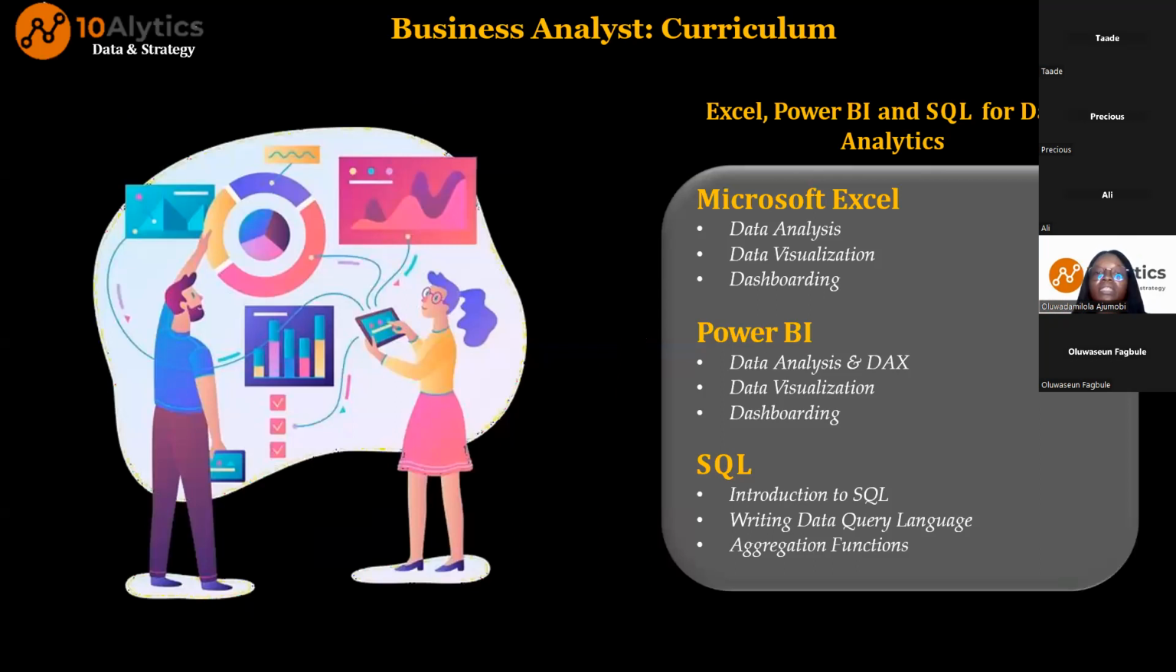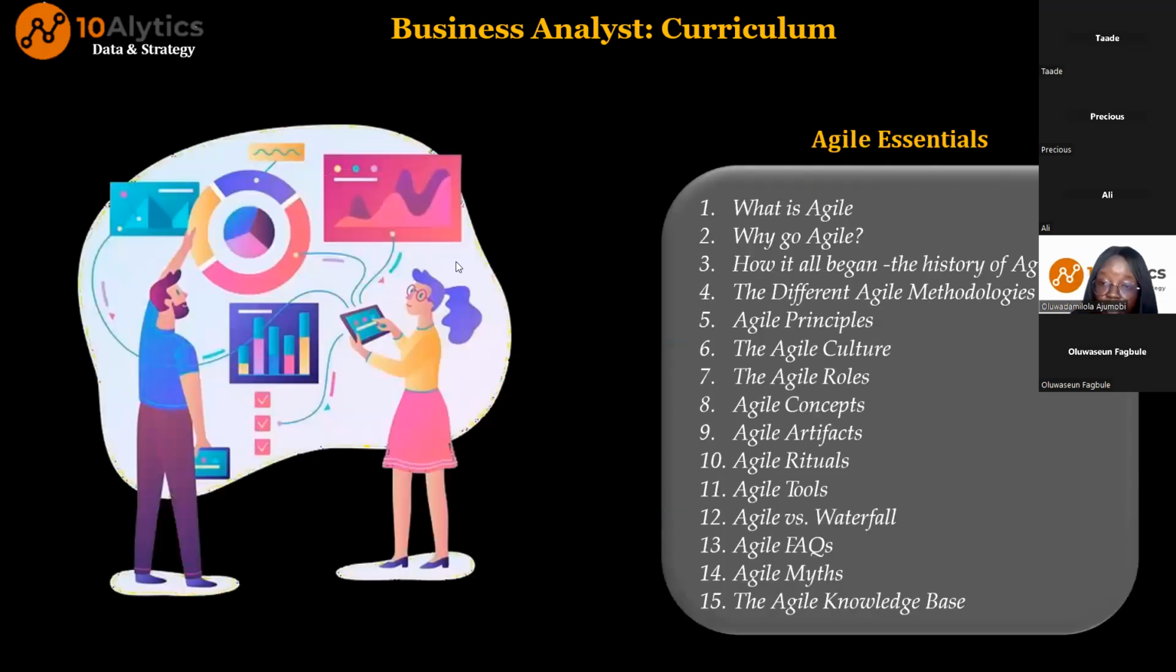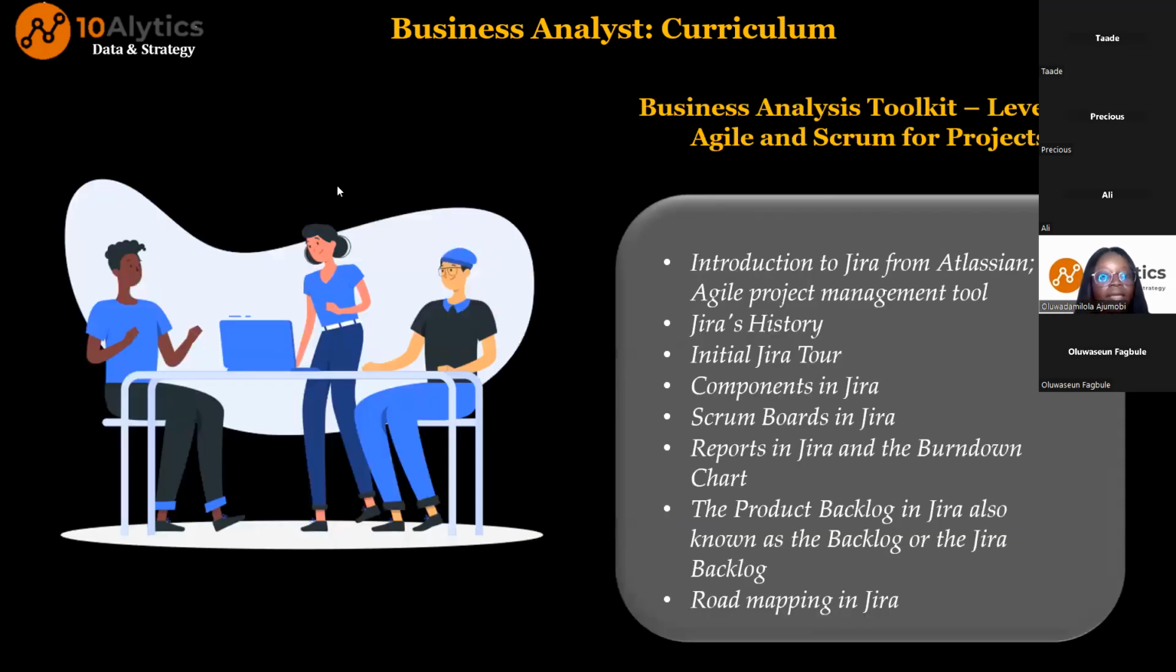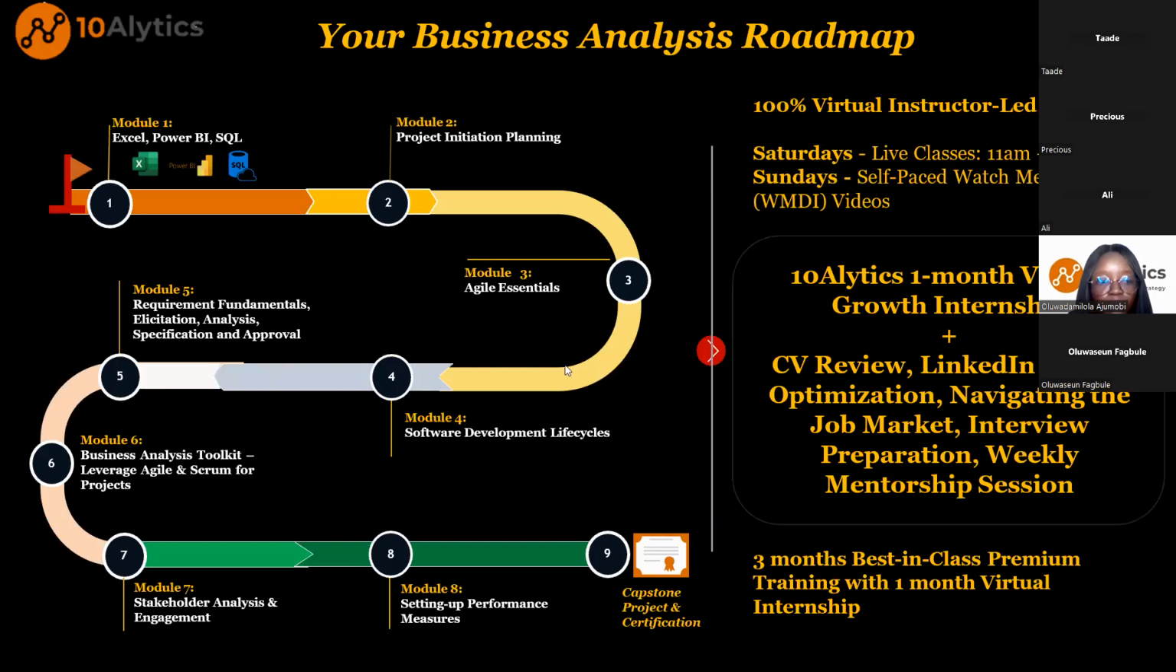So after this class, we're going to be sending the brochure for you to go through slide by slide to see one by one everything that you're going to be doing. Like I said, Excel, Power BI, and SQL, then project initiation and planning, then agile essentials, software development life cycles, and so on. This is like a roadmap for the class that you can always follow to understand what you're going to be doing at every point in time.